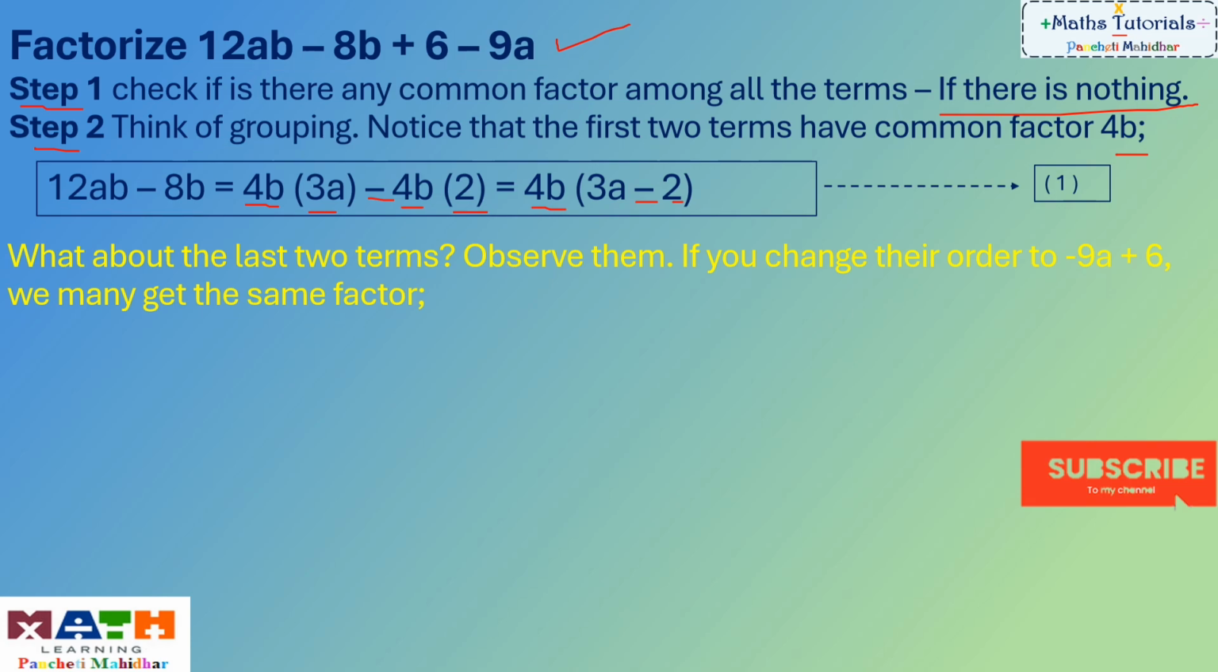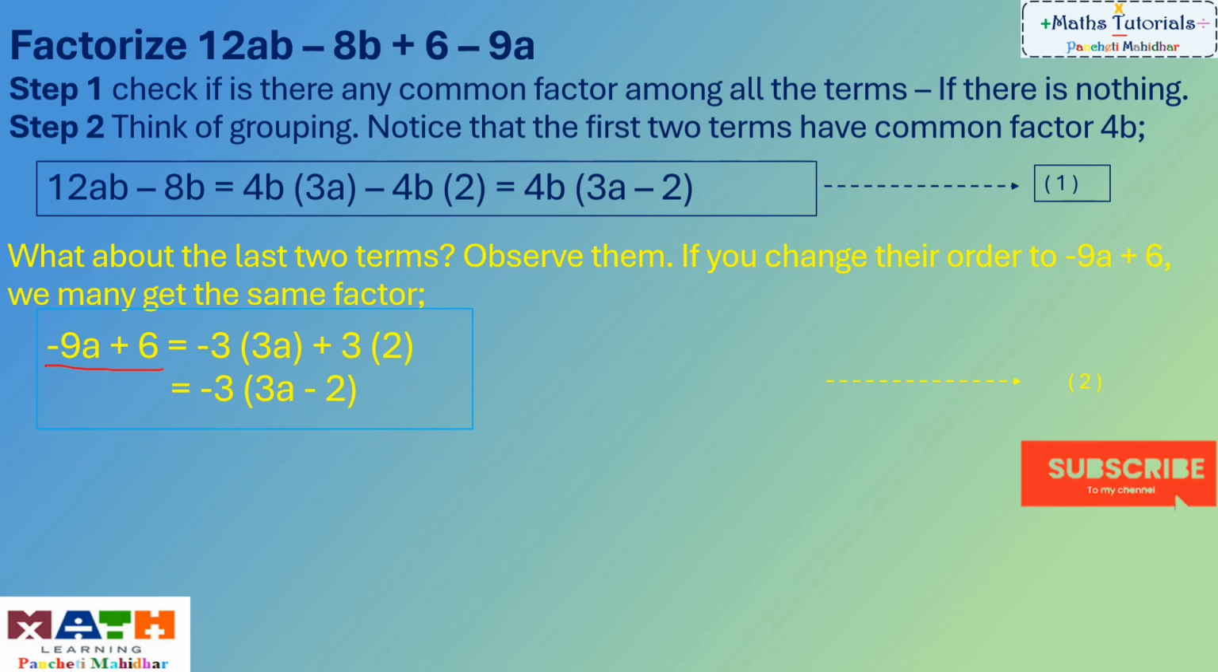What about the last two terms? Observe them. If you change the order, plus 6 minus 9a will be written as minus 9a plus 6. We may get the same factor. Minus 9a plus 6 is equal to minus 3 into 3a, and 6 will be written as 3 into 2. We are taking minus 3 as the common factor: minus 3 bracket 3a minus 2. This is expression number 2.